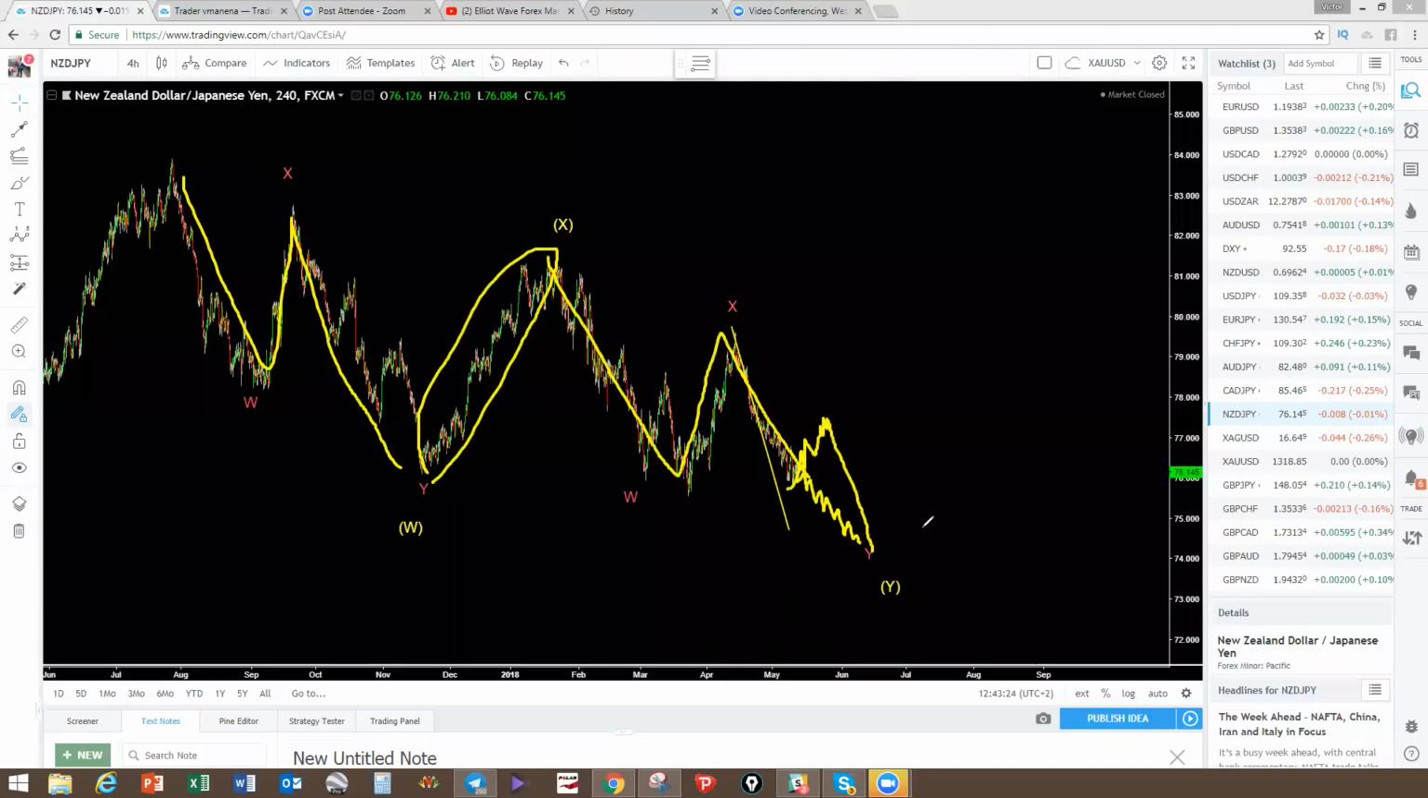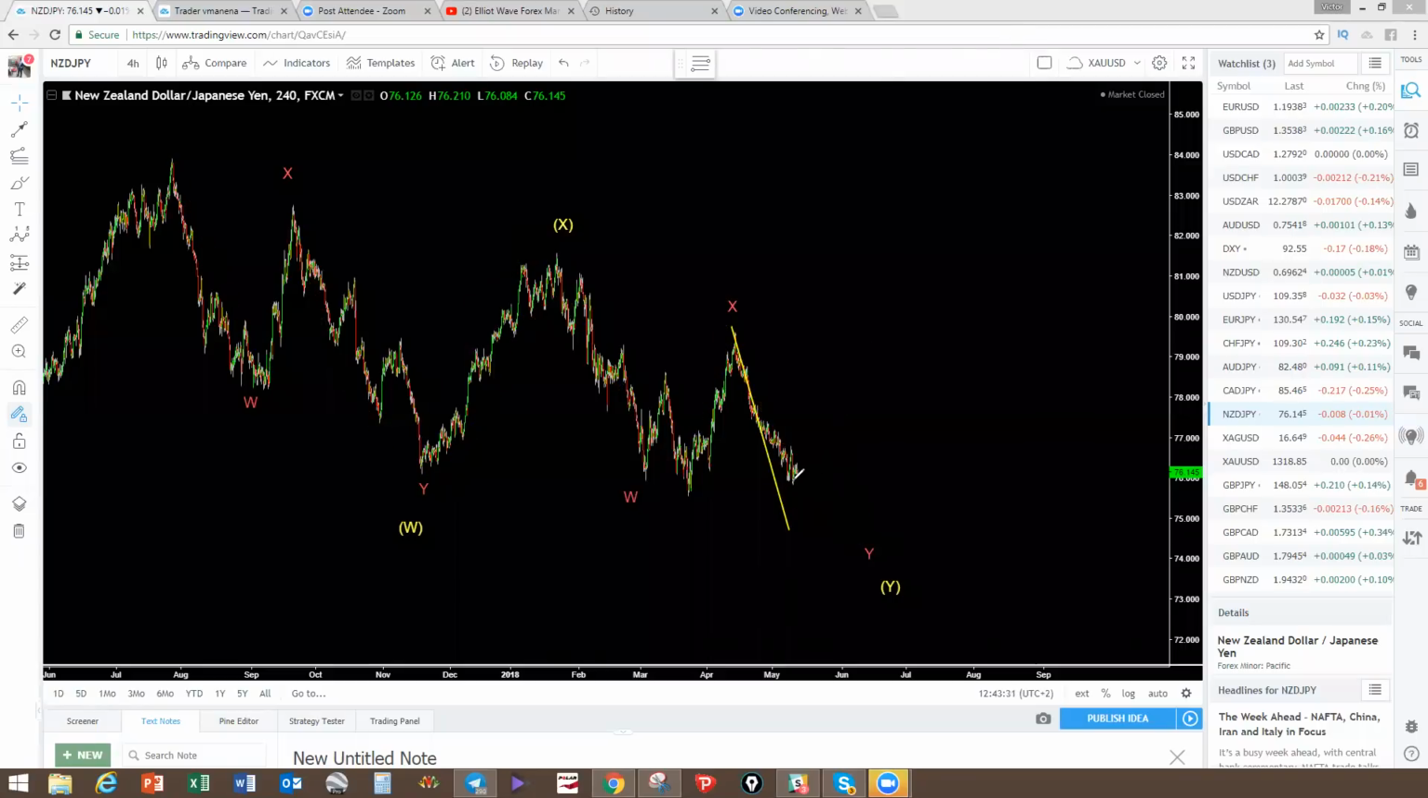Okay, so here you cannot just sell it. You cannot just sell it like that. You need to get a clear corrective structure, something that goes sideways. Then you can take it to complete the move to the downside.